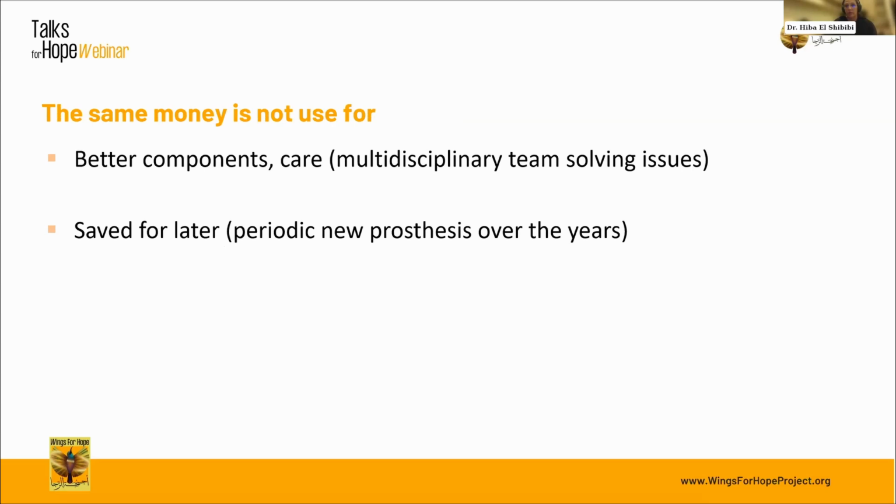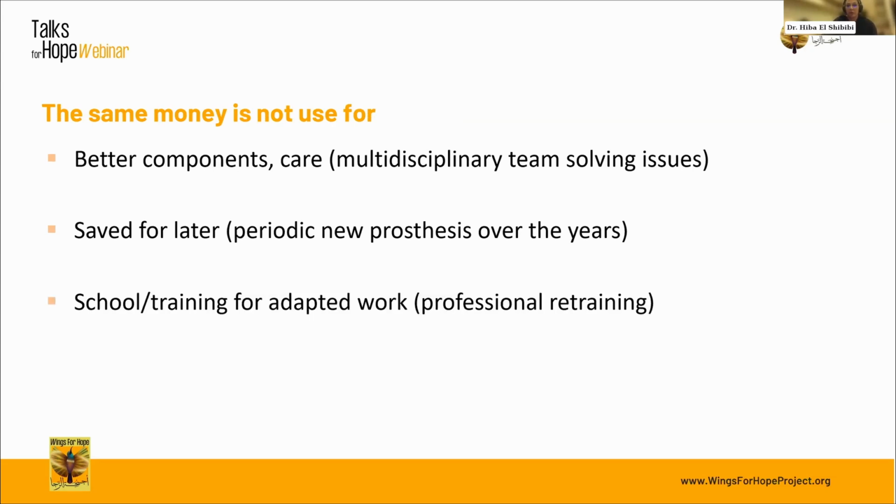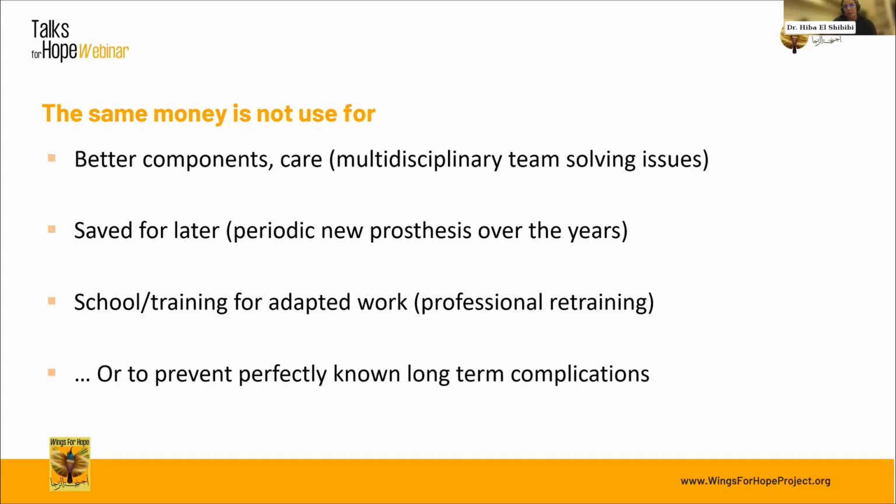So who's going to pay for the new prosthesis in 4 or 5 years? It's not used for school training, because all these patients need education and professional retraining. A construction worker that loses his leg will need education to learn new skills, get a diploma and become financially independent in the future. And this money is not used to prevent perfectly preventable long-term complications.